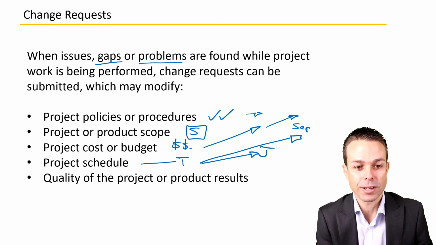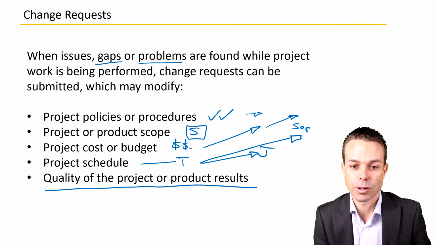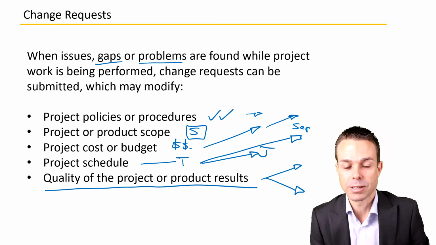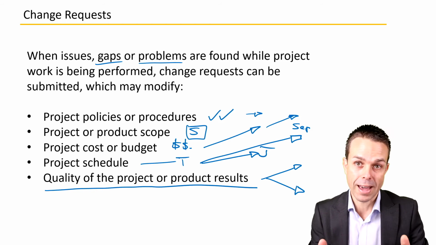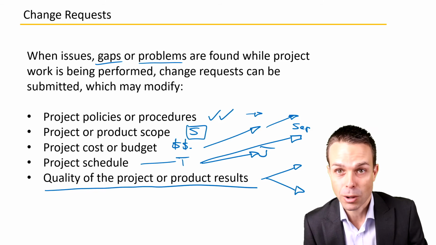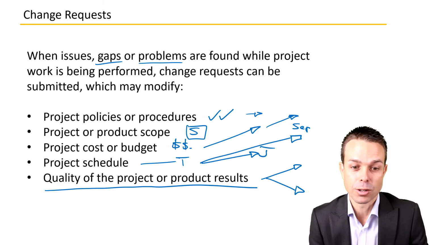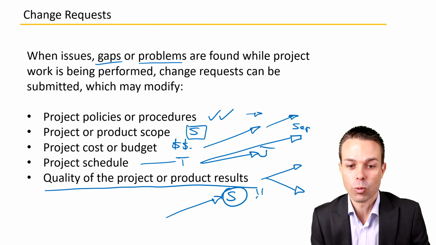And of course, the quality of the project or the project results, if that's going to vary significantly, then perhaps we need to raise a change request for that. Maybe something simply is not possible to do, or maybe we've found a better way to do something and we just need to put that into our scope so that everybody is aware.